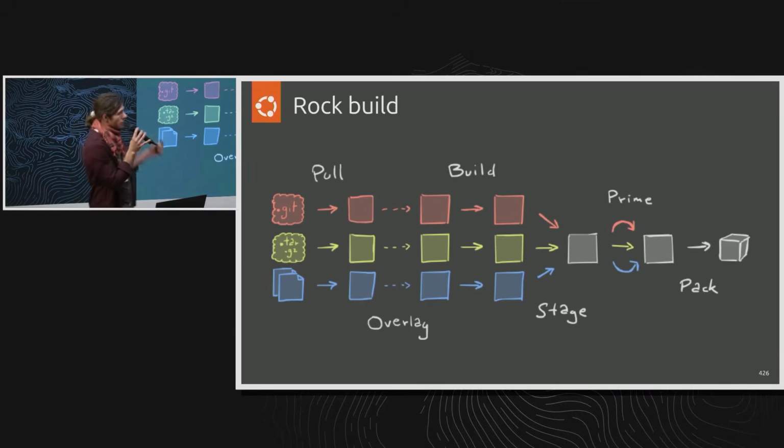Then there's the build step. Build step is what you would imagine the build step is. This is your go build, cargo build, whatever. Stage is where it all comes together into one file system. And then there is also prime, which is like a spare step where you can do final adjustments. Sometimes some things depend on other parts, and this is usually where you want to put this. And of course, pack, you create your final artifact.